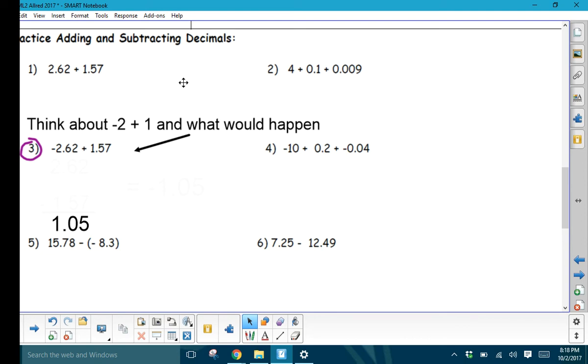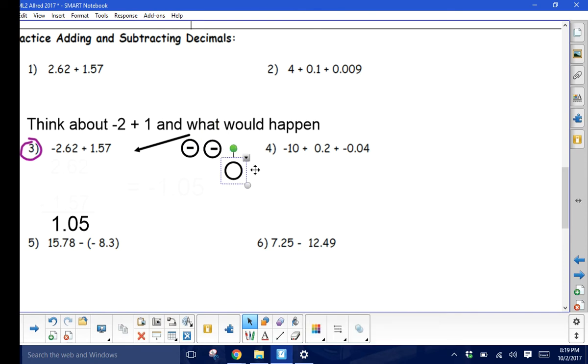If we had negative 2 plus positive 1 way back in Unit 1, what would we have done? That's right, we probably would have drawn some chips, 2 negative chips. What if we had drawn 2 negative chips, and we put 2 little negative signs in there, a minus sign there, and a minus sign there. And what if we had drawn one more chip, and we put a positive sign in it? Okay, that's what would happen if we had negative 2 plus positive 1.